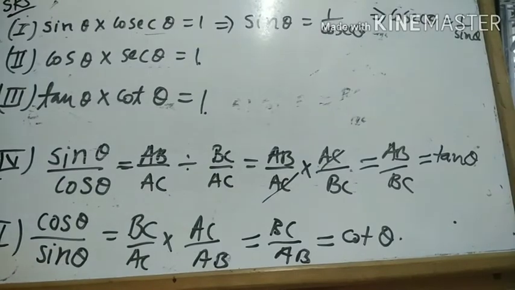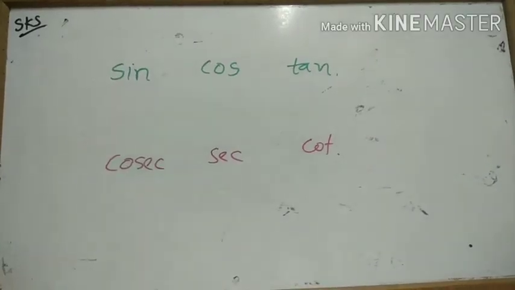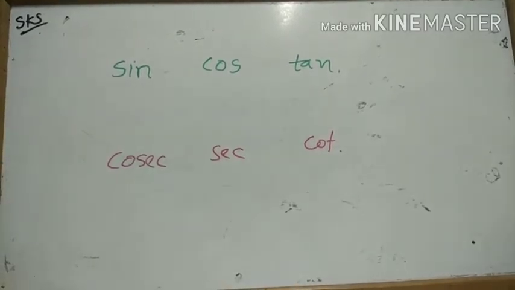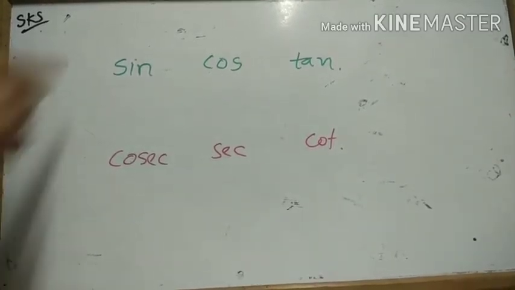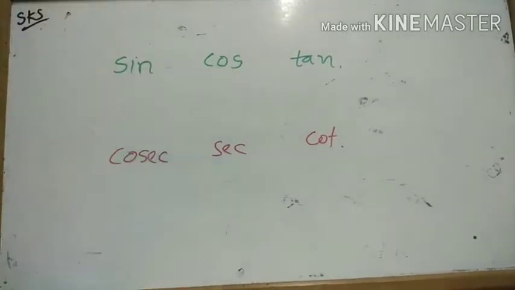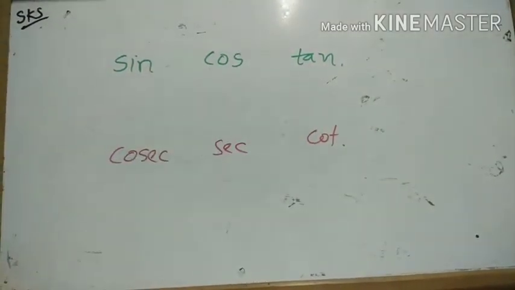5 results to be known very well. Dear friends, many a times students ask me, sir, how to remember all the 6 definitions? I've written down sine, cos, tan in green color, cosec, sec and cot in red color. Remember, sine and cosec are multiplicative inverse of each other. Cos and sec are multiplicative inverse of each other. Tan and cot are multiplicative inverse of each other.